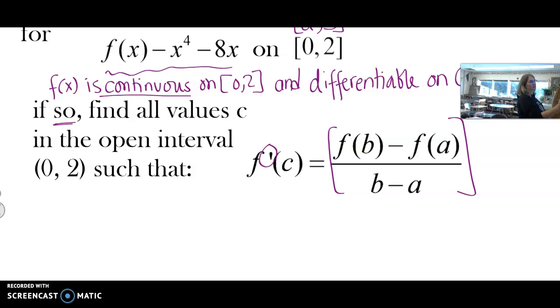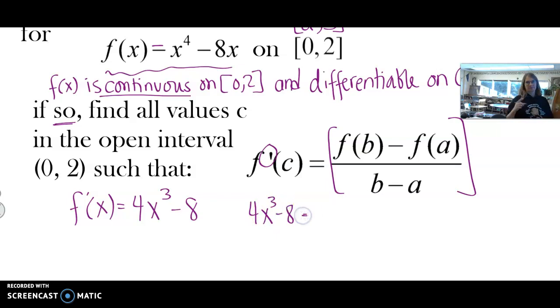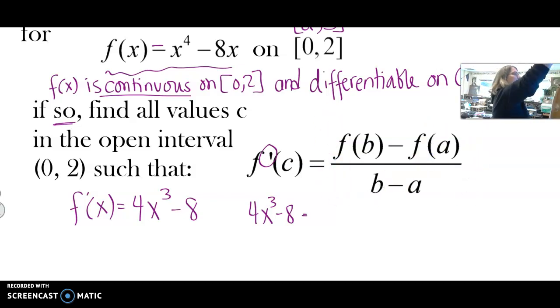So let's find the derivative. So f prime of x, that's supposed to be an equal sign there, is 4x cubed minus 8. And we want to know when that is equal to the slope, so this is my derivative. And I could put a c in here. I'm finding a particular value of x, so that's why they have a c in the theorem. You can leave it as an x if you want to.